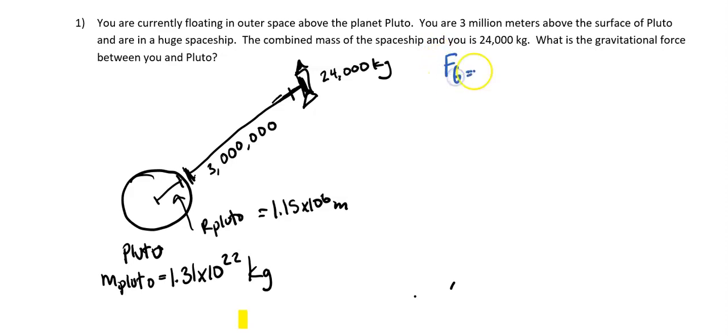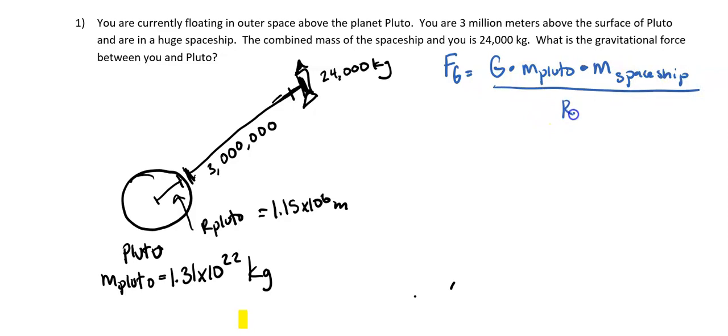So we have our gravitational force is going to be big G times the masses of the two things we're looking at. So we're looking at the mass of Pluto and the mass of the spaceship, divided by the distance between them squared. Again, it is the center to center distance. So now let's think about what numbers to plug in. Okay, you try it yourself and then check back in.